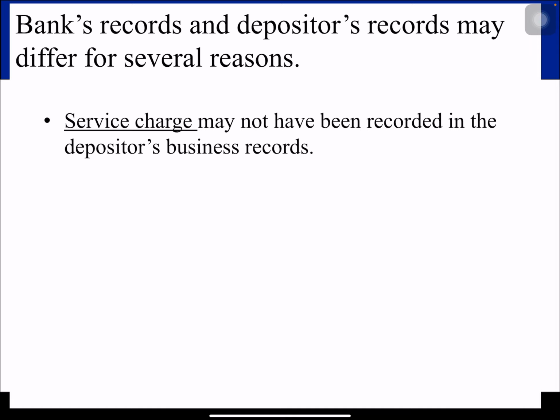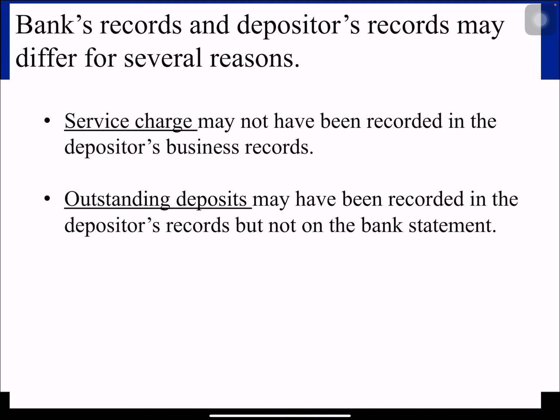Outstanding deposits may have been recorded in the depositor's record, but not on the bank statement. You may have taken in a deposit this morning and they already had filled out the bank statement. Well, the deposit is made in your checkbook account, but it's not in the bank yet. It will be eventually. So if you've made a deposit, you've recorded it in your account, but it's not in the bank yet, that's called an outstanding deposit.